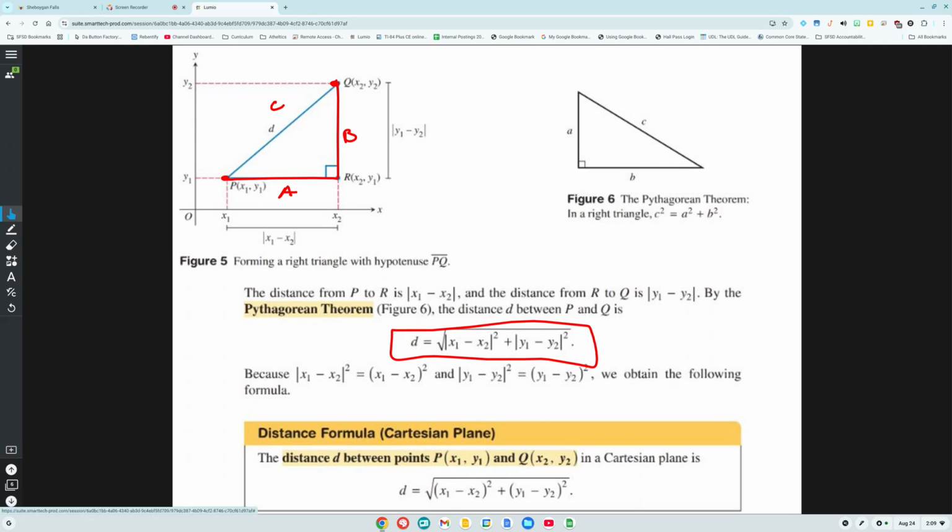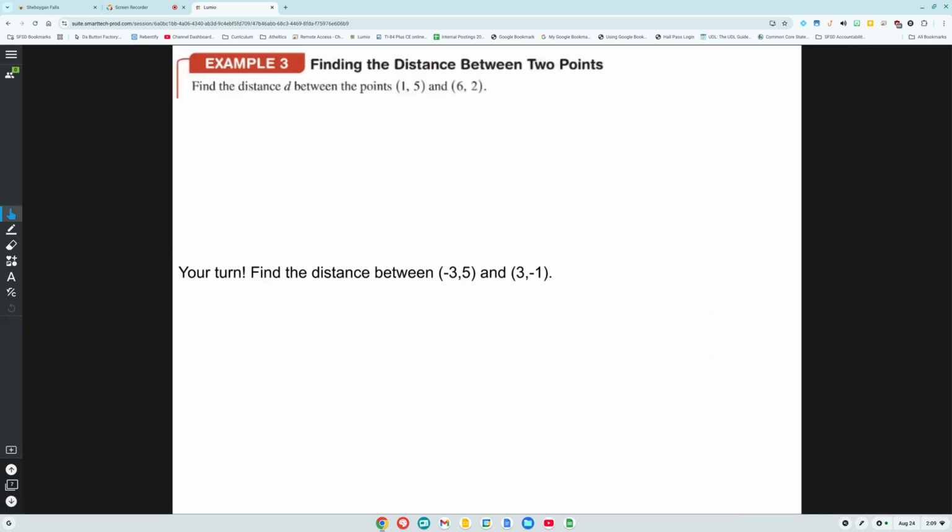So now that we have recapped the distance formula, let's take a little bit of time to apply it and find the distance between a couple different points. So just find the distance d between the points (1, 5) and (6, 2). Now if I want to, I can just plug and chug and use the distance formula. I personally like visualizing what I'm doing, so I'm just going to make a really rough sketch.